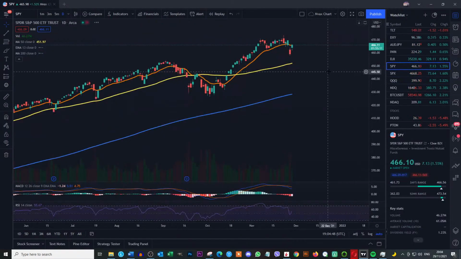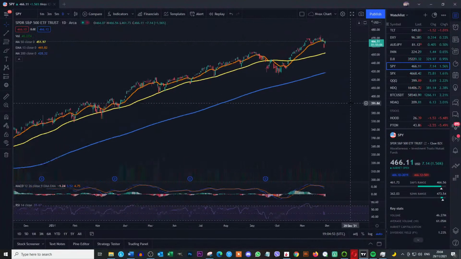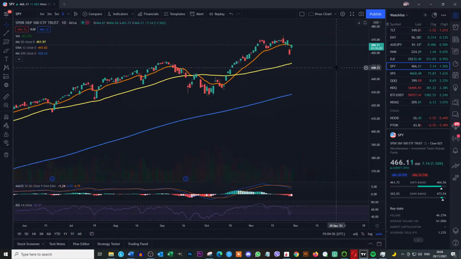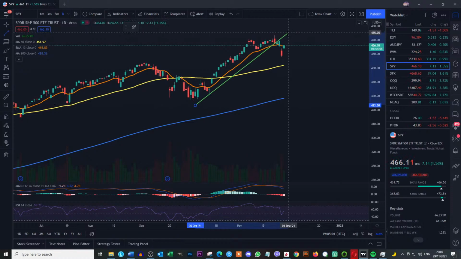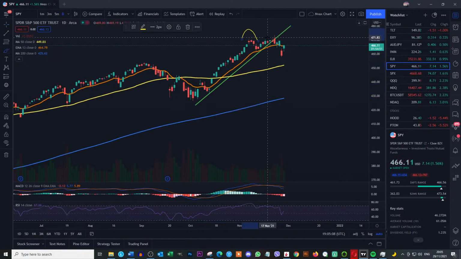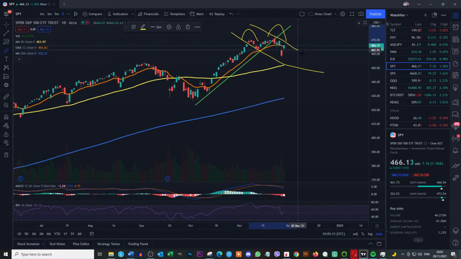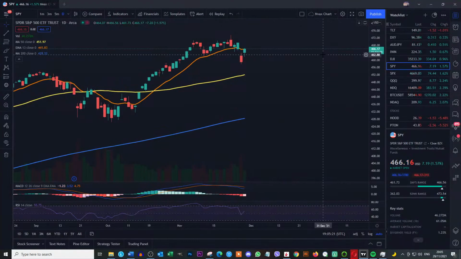Then we have the Spider, of course, the S&P 500 trust, and here you can see that we've had an uptrend. Here we had something that looks like two tops, and it looks like we are slightly moving down, you can see here. But let's remove the drawings and tell me, what does it look like to you?